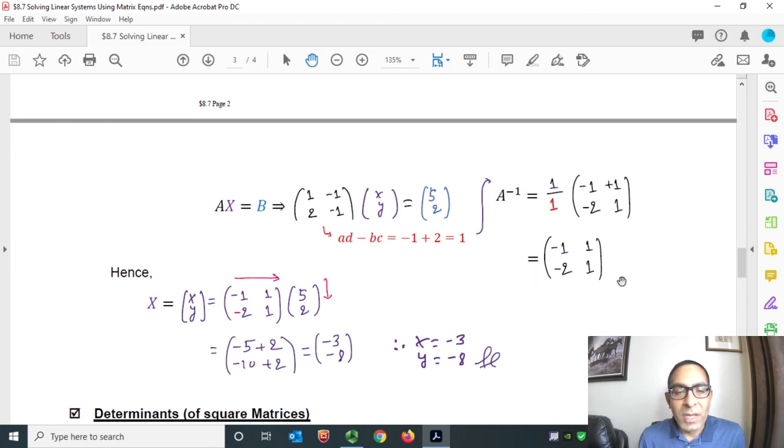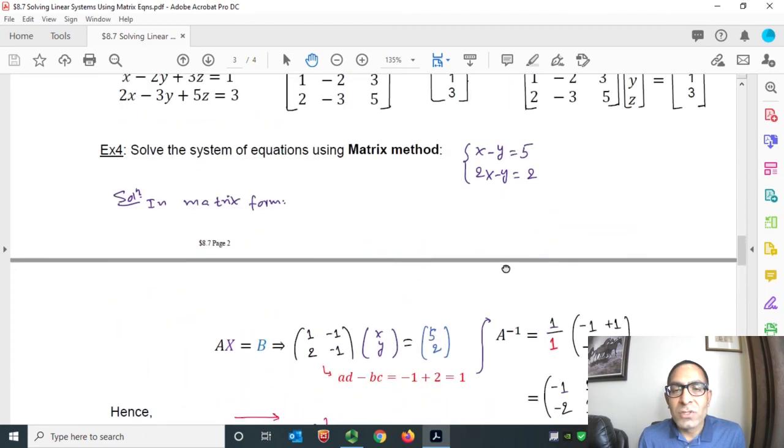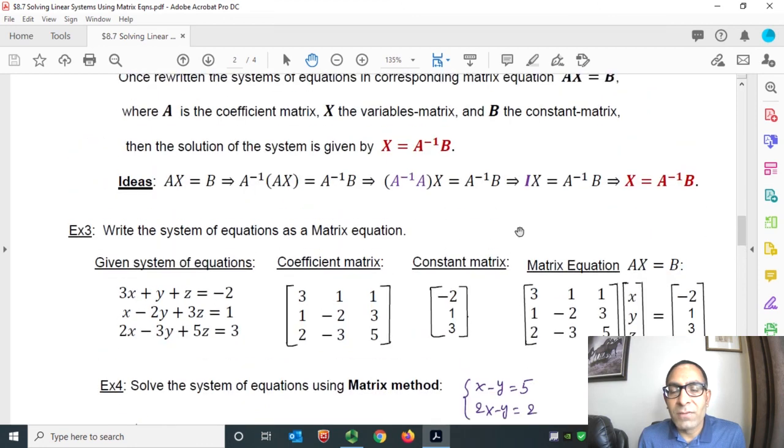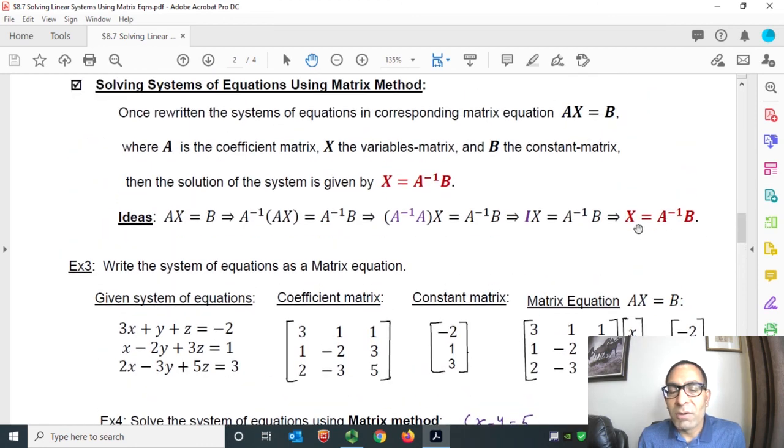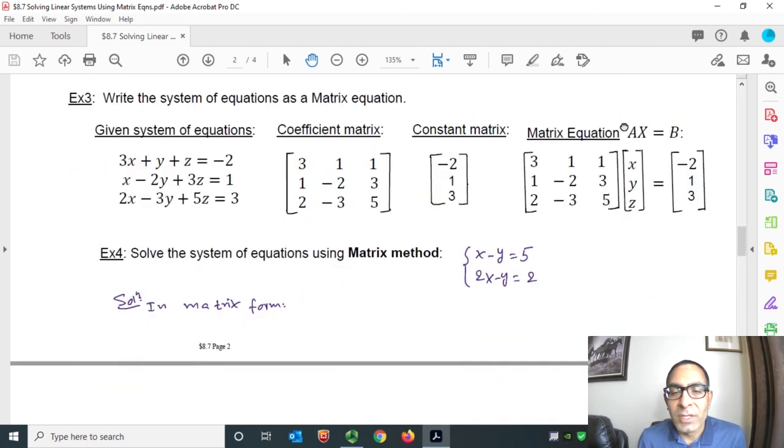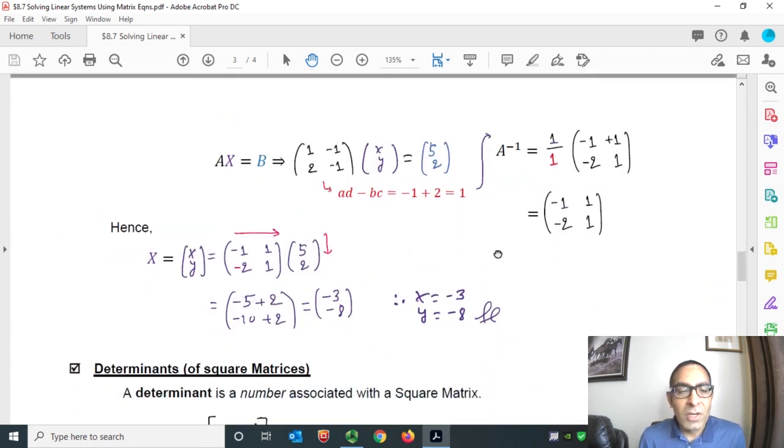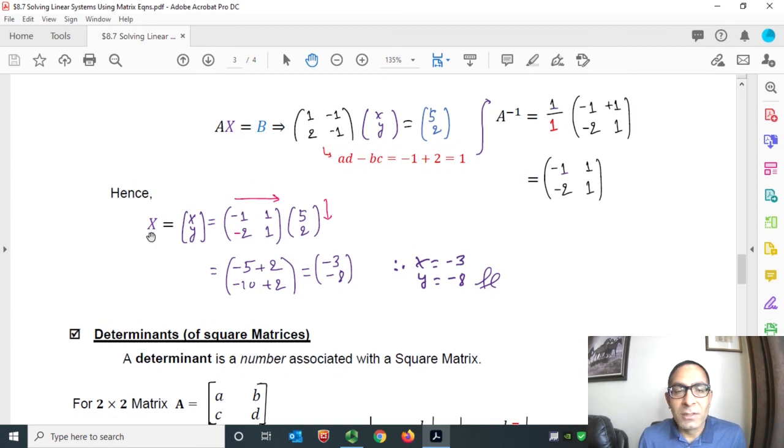So we found the A inverse. Now in the formula, our solutions are x equals the A inverse multiplied by the constant matrix. So the matrix with components x, y equals this A inverse times the constant matrix whose entries are 5, 2.